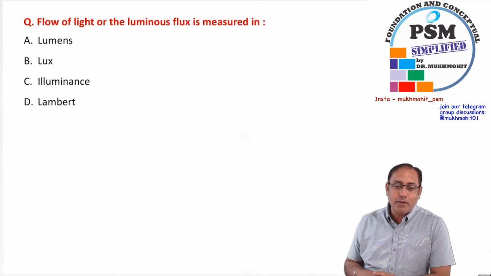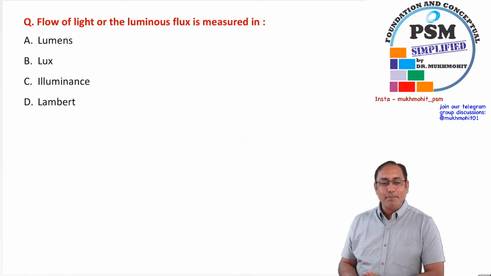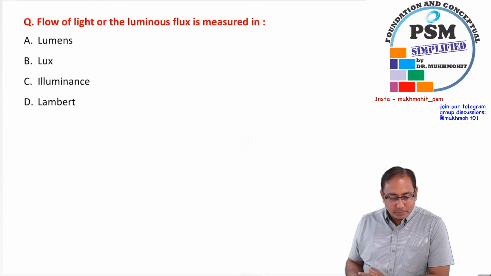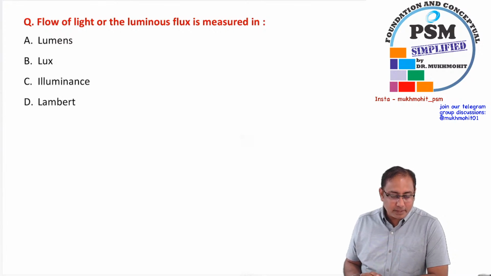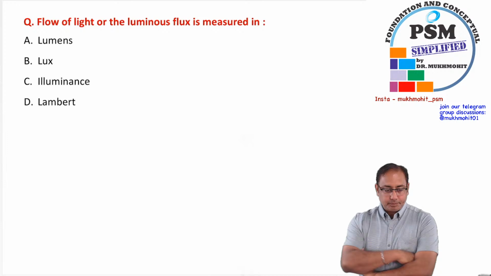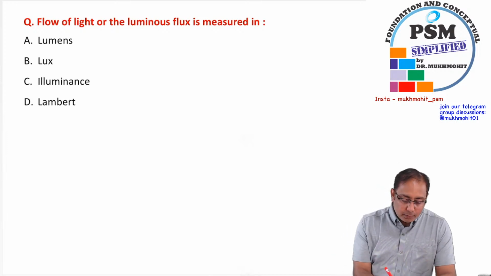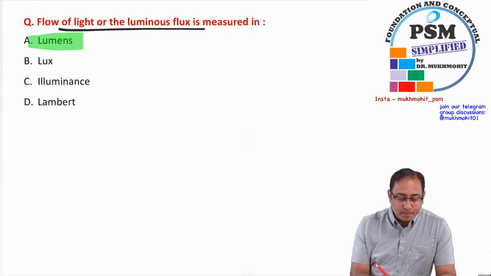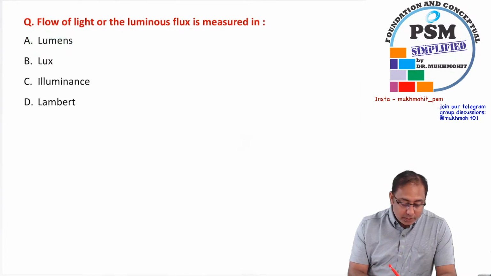Flow of light or luminous flux is measured in lumens, lux, luminescence or Lambert. What do you want to say? Very nice, everybody doing good. Flow of light or the luminous flux is measured in. Absolutely correct. The correct answer is lumens. It is not lux, Suparna. It is lumens. Very nice. So Shweta Kumari, absolutely correct. Luminous flux is measured in lumens.